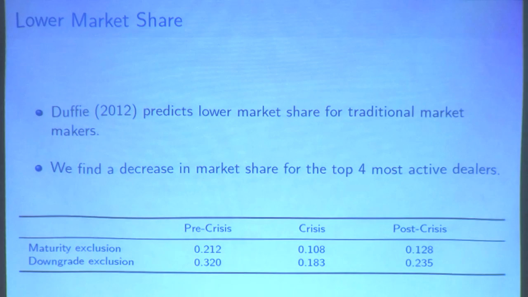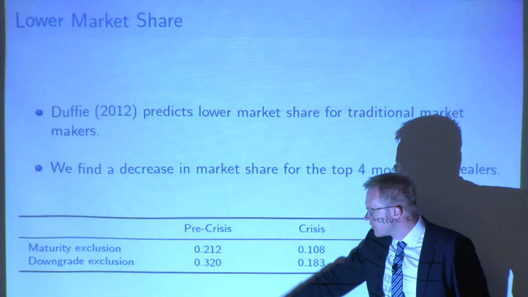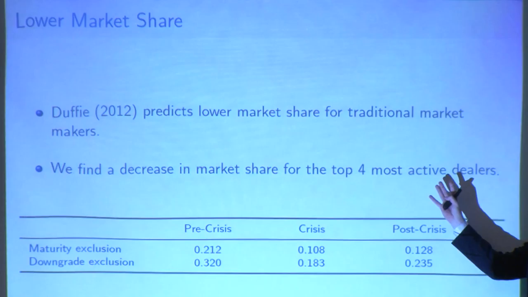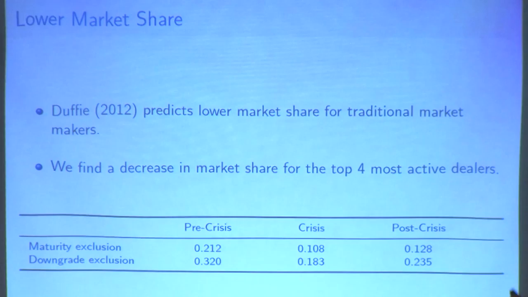And this up here is the market share for the top four most active dealers before the crisis. For the maturity exclusions, they had one-fifth of the market and 32% down here. But after the crisis, they lose like 10% of the market. And this is the four most active dealers who were alive in the entire period. So again, not something like Lehman. Lehman is a big player, they go bankrupt. But still, these old players, they don't fill the void. It's new players coming in over here. So you see all these new banks moving in, or at least new market makers moving in.